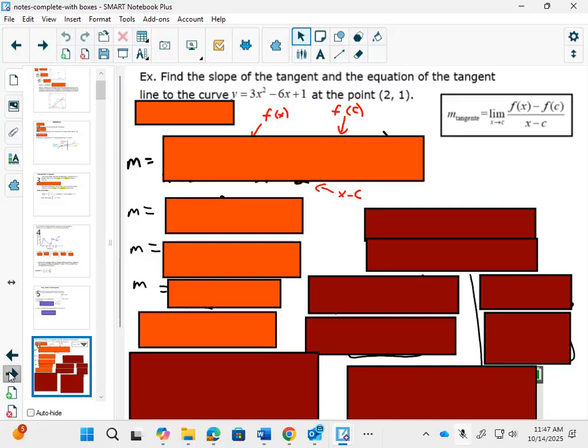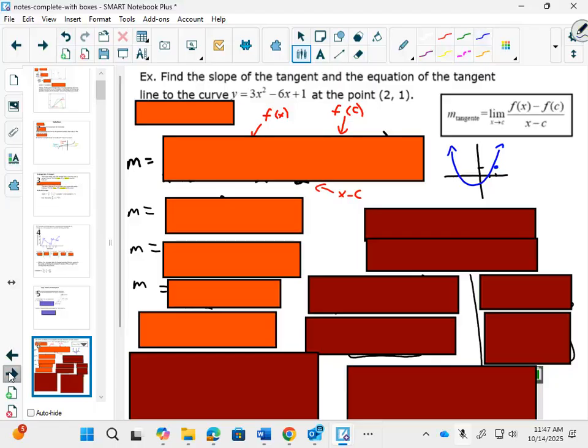So we have a parabola, 3x squared minus 6x plus 1. And at the point 2 comma 1, we want to find out what the slope of the tangent line is. If I draw a tiny little picture off to the side here, I've got some parabola that's going through the point 2 comma 1. Would you agree that that parabola is opening up? So it probably looks something like this.